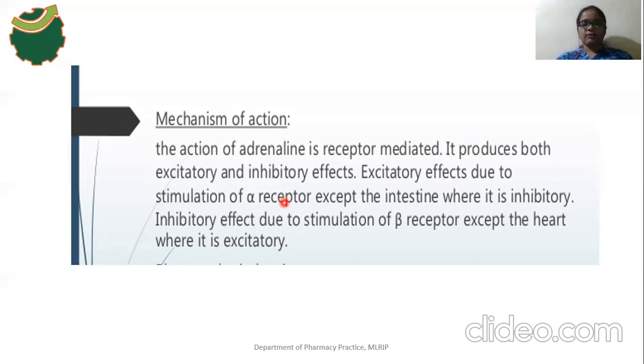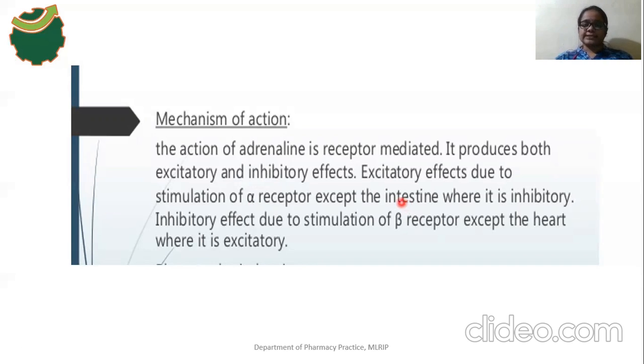So why? What happens in the intestine region? The intestine consists of both alpha 1 and alpha 2 receptors. Here the alpha 2 receptors mainly hyperpolarize the cholinergic neuron. What does hyperpolarizing the cholinergic neuron mean? As a result, there is a decrease in the release of acetylcholine. And what is the action of acetylcholine on the intestine? It is contraction.